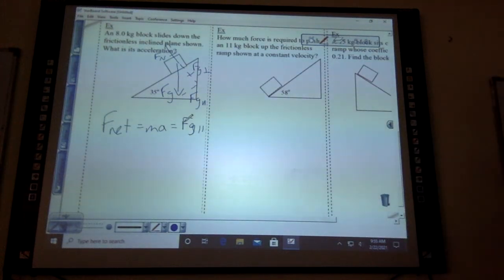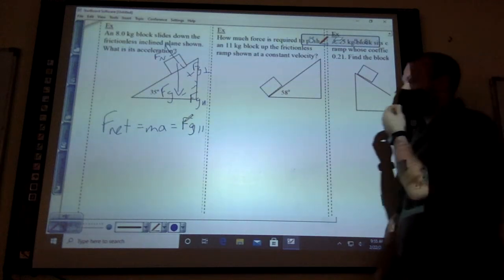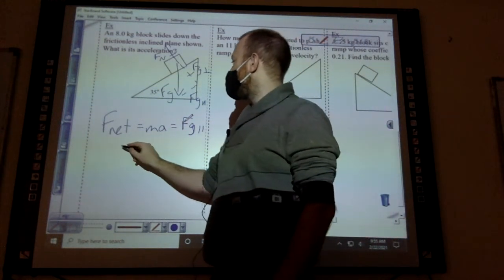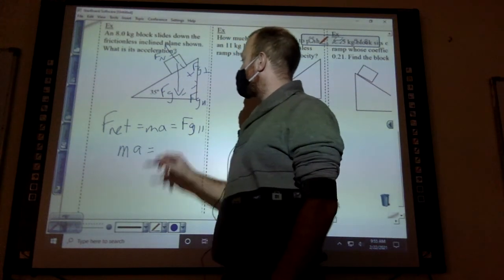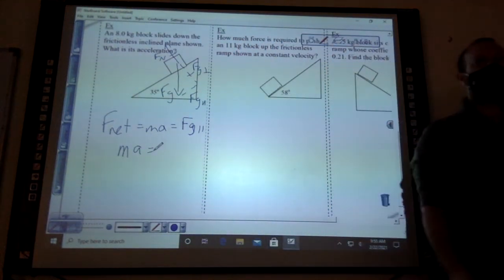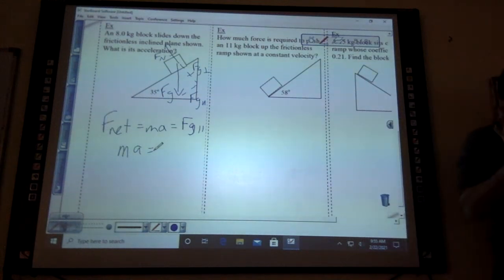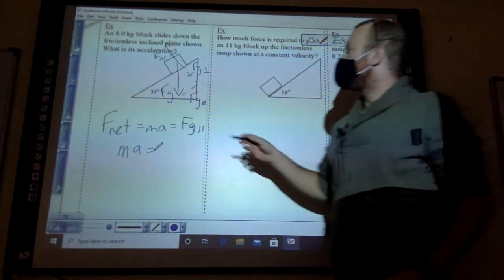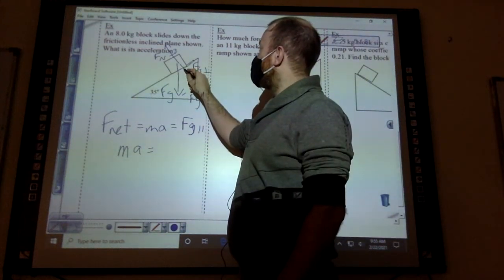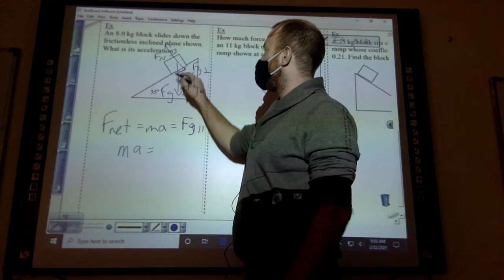Hopefully when you read this question, you saw the word frictionless in there, and your brain's already starting to think about what happens if this is not frictionless, which will come in a little bit. But we'll get there. So we've got mass, we know that. I'm looking for acceleration. How do I get FG parallel? Yeah, so we have the 35-degree angle.